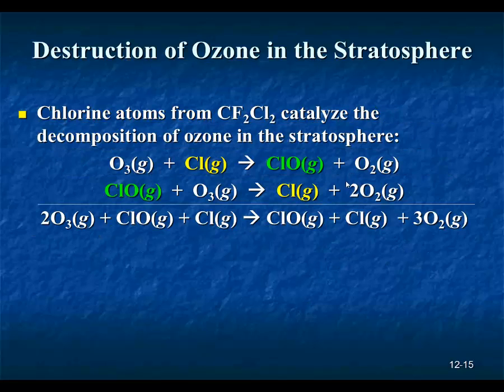Okay, so let's say that we have chlorine atoms in the form of CF2Cl2 that are catalyzing the decomposition of ozone. So this is going to be dealing with a chlorofluorocarbon. Okay, in those cases, what tends to happen is we produce free chlorine, monatomic chlorine in the upper atmosphere, which can catalyze the decomposition of ozone into diatomic oxygen gas. Now let's see how this can happen. The monatomic chlorine can react with ozone to form chlorine monoxide and diatomic oxygen gas.